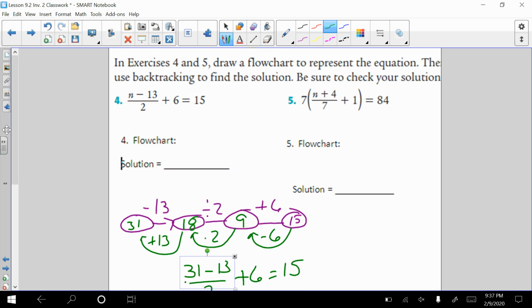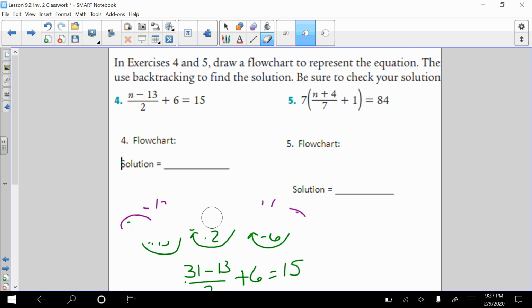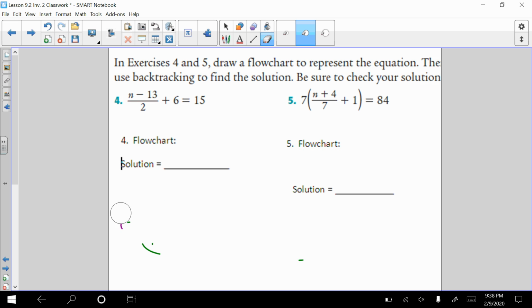Now let's go back up to 5. I'm going to erase to make some space. Make sure you have it all written in your notes before you move forward. Now, this next equation says that I have 7 times the quantity of n plus 4 divided by 7 plus 1 to get to 84. So let's start my flow chart here.